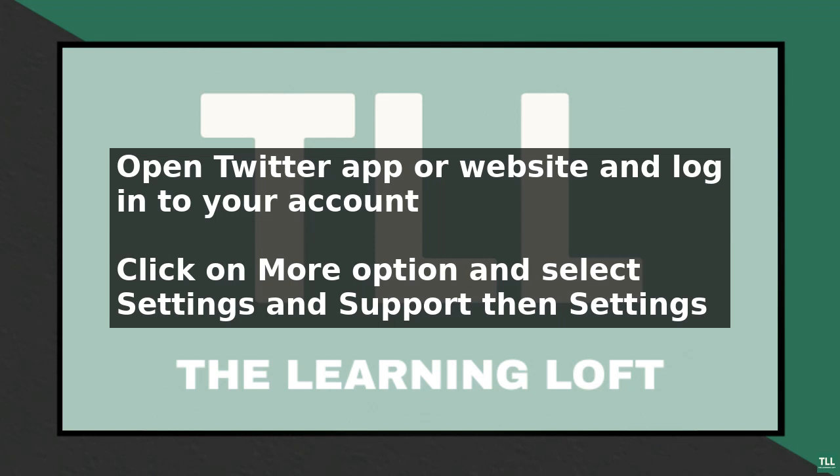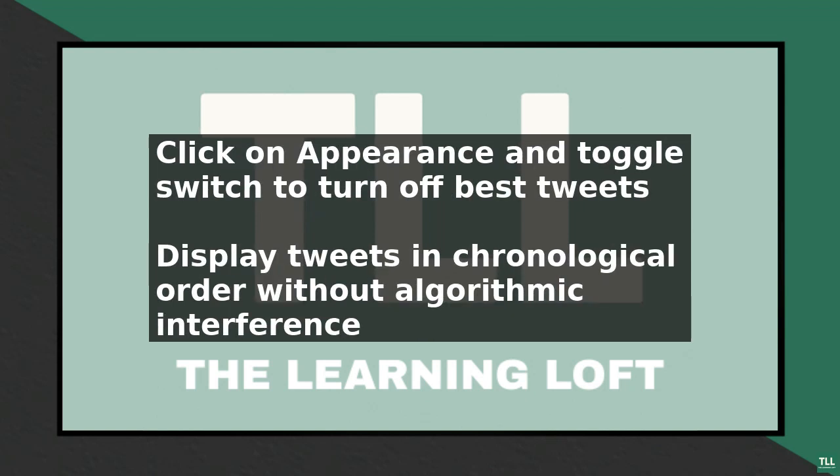On the Twitter website, click on the More option on the left side of the screen and select Settings and Support. Then click on Settings. In the Settings menu, click on Appearance. Then toggle the switch next to Show the Best Tweets first to turn it off. This will display your tweets in chronological order.